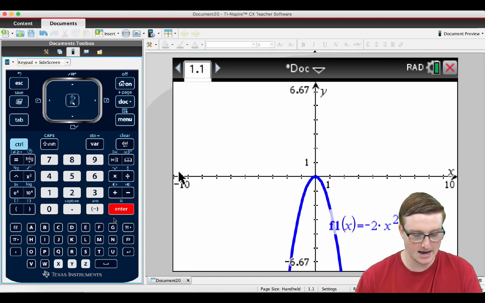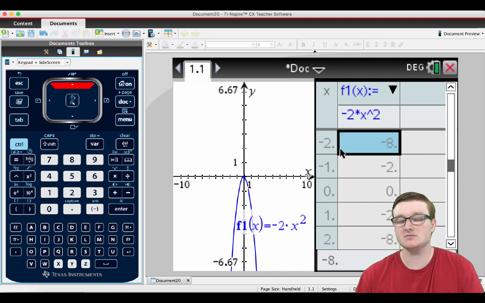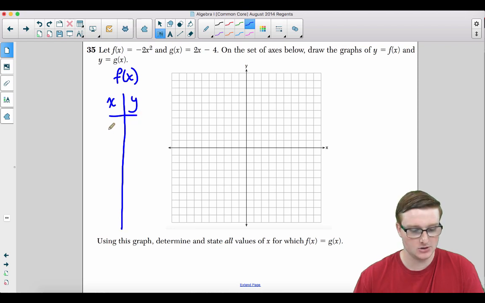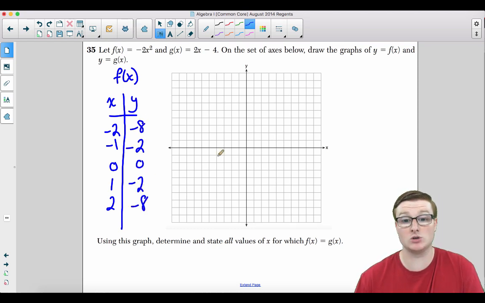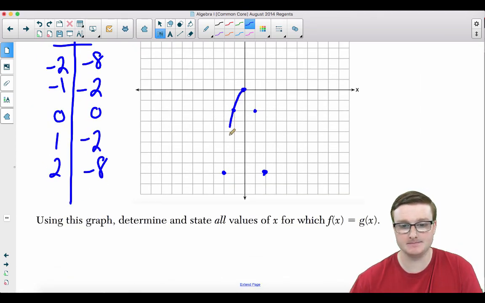And I'm going to get my table of values. So Control T. The turning point is 0, 0. I'm going to write these values on my paper. So this is our f of x, so we get x and y. The x values are negative 2, negative 1, 0, 1, and 2. Your y values are negative 8, negative 2, 0, negative 2, negative 8. We're going to go in and graph it right now. So 0, 0, negative 1, negative 2, negative 2, negative 8, 1, negative 2, 2, negative 8. So we get that parabola.